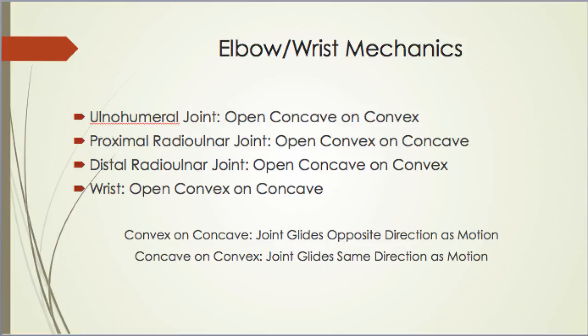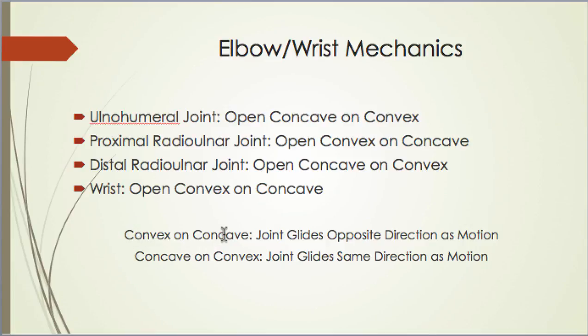So elbow and wrist mechanics. The ulnohumeral joint in the open chain is concave on convex. And that should make sense to you. There's a concavity of the proximal ulna, and it goes over the capitellum of the humerus. In closed chain it is the opposite. So down here you'll see that I'm just going to introduce this to you quickly.